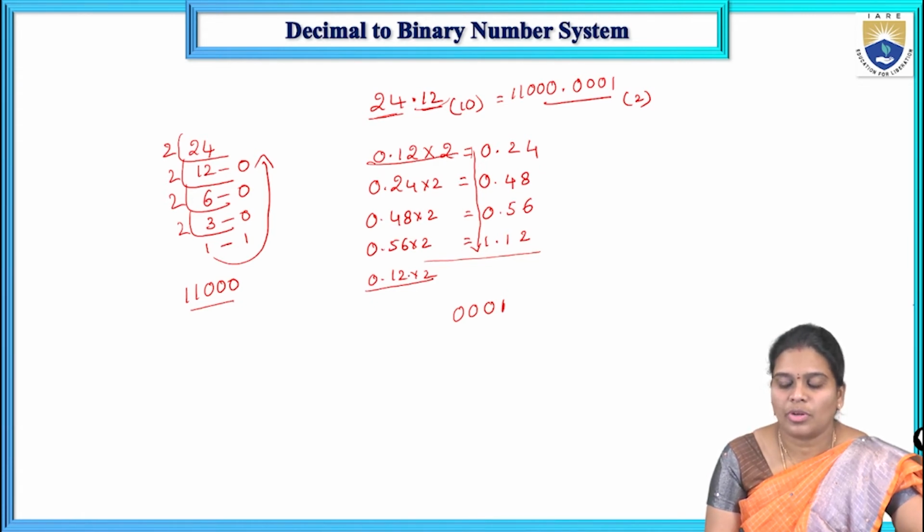Suppose no value is repeating, then after 4 to 5 multiplications we can stop. If a value is repeating, we stop there. So this is the decimal to binary number system.